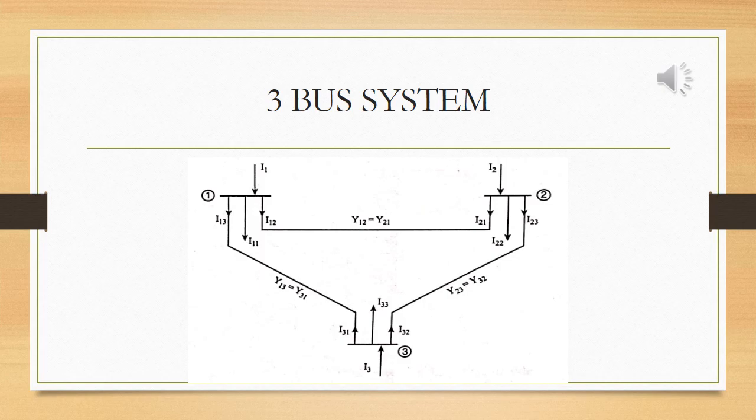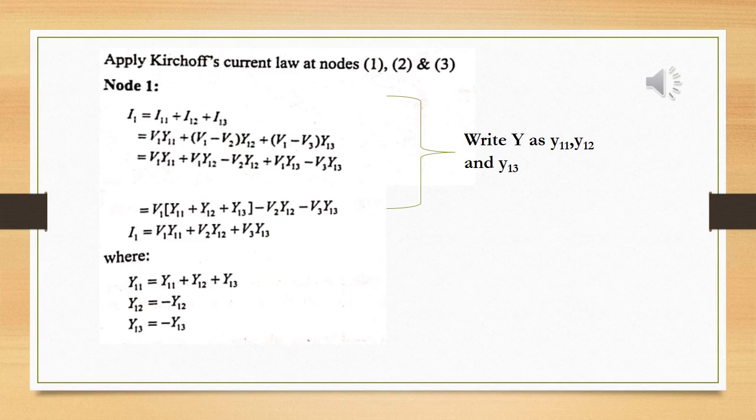So we are considering a 3 bus system and we are going to apply Kirchhoff's current law. That is, the current entering the junction is equal to the current leaving the junction. Referring to the second slide, I1 is the current entering and we are assuming that I11, I12 and I13 are the currents leaving. Now, in terms of admittance: V is equal to I into Z, or I is equal to V by Z. But 1 by Z is Y, you know. So I can say I is equal to V into Y.